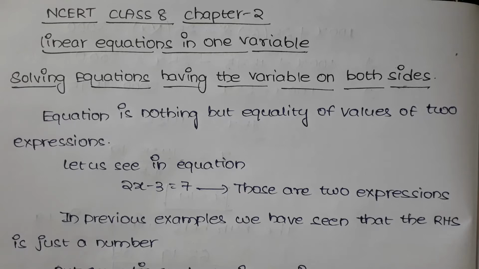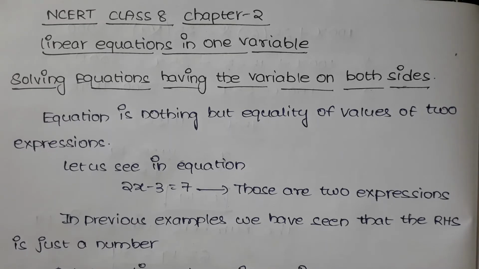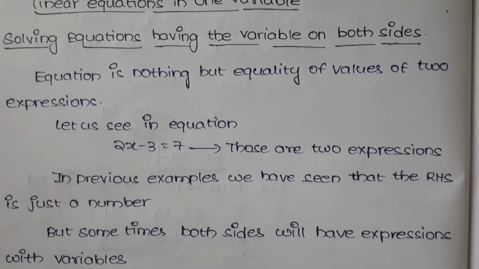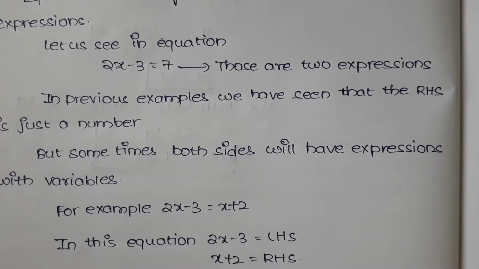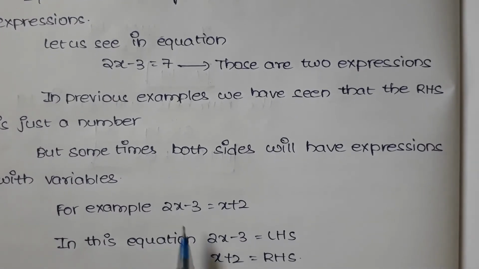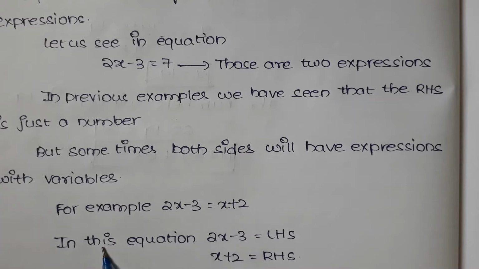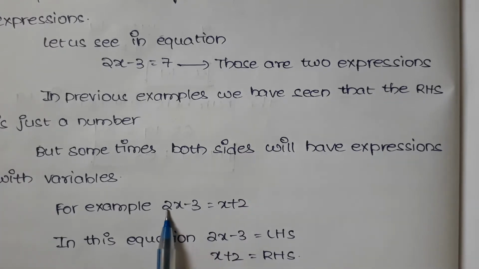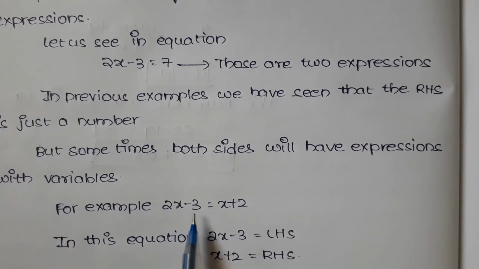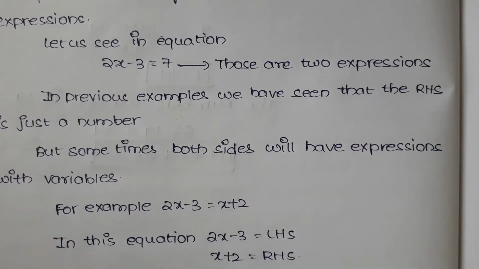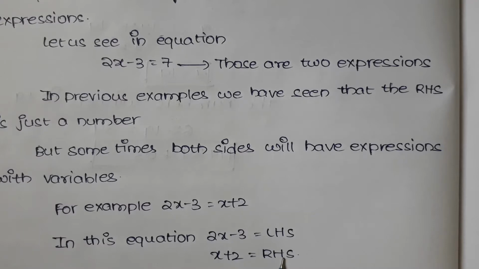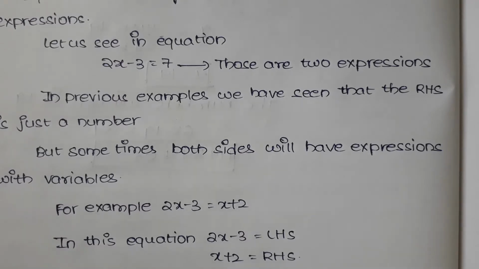Now let us see one example for this: 2x minus 3 equals x plus 2. In this equation there are two expressions: 2x minus 3 is the LHS and x plus 2 is the RHS. Now let us solve some examples of these equations.